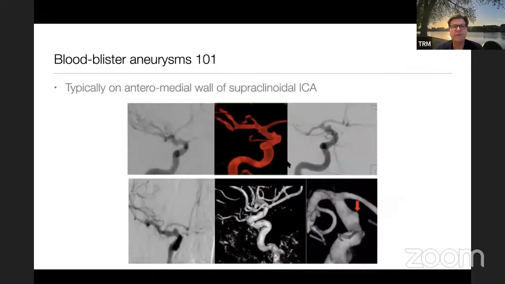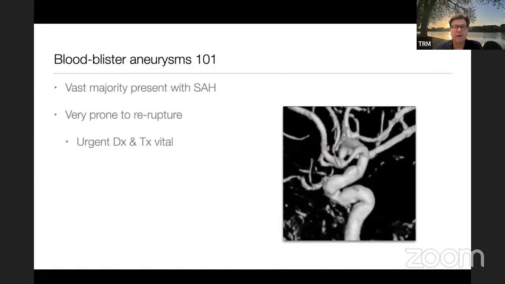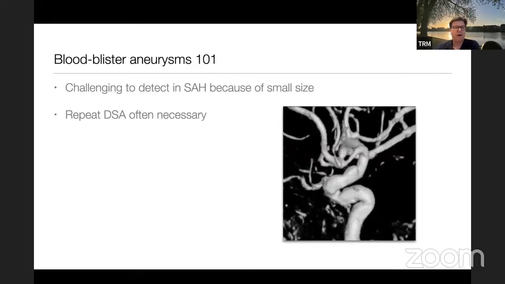These are some typical angiographic images, anterolateral or anteromedial wall of the supraclinoid ICA. These are different examples. They are tiny, they are fragile, more common in females and on the right side, probably because of flow characteristics. Patients tend to be slightly younger than your average berry aneurysm patient. Treatment is urgent because they're prone to re-rupture, but often there is so much blood because of ICA rupture that they're difficult to see, and many patients need subsequent angiographies to detect them.